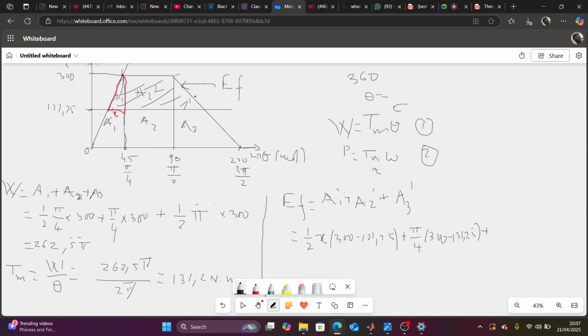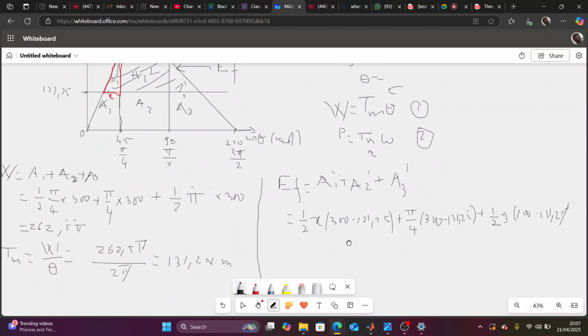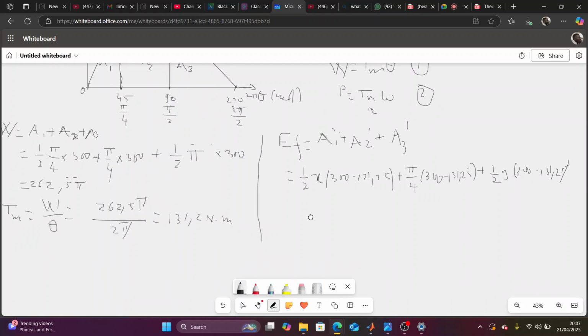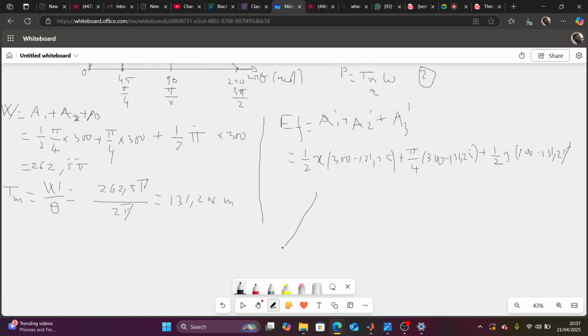a3 is this triangle here. Do you see it? We don't have the base, so we call it y. You can come and say half y times 300 minus 131.25. As you can see here, what is preventing us from solving for EF is simply this base here. But how do you solve it? I don't know how you call it in English, but in French we call it Thales theorem. Pythagoras.